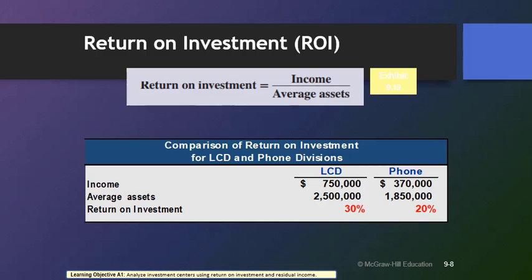Similarly, this could indicate there is room for improvement in the phone division in terms of managing expenses, because they're not getting a return on assets that's nearly as high. So maybe we need to do a better job of controlling cost in that division. Now, these are just examples, but these are the types of things that management is going to be thinking about when they're looking at these indicators.